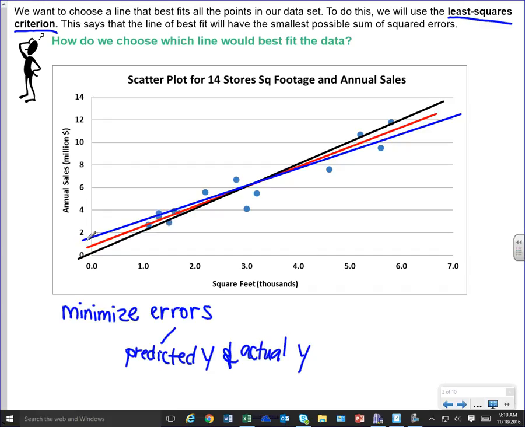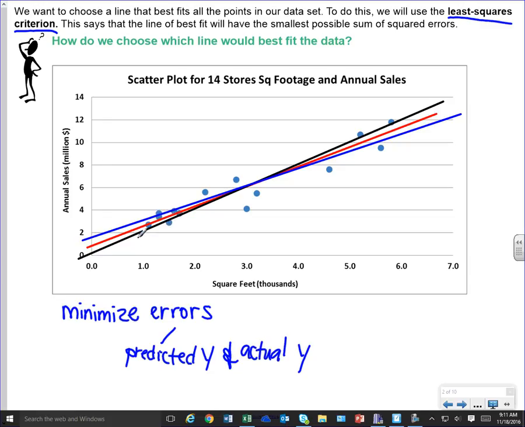And so maybe I might think this blue line fits the data best. And someone else may think the red line fits it best, and someone else thinks the black line, and then we could draw lots of other lines in here for lines that we think best describes this data, the relationship between x and y. But how do we choose which line is correct?